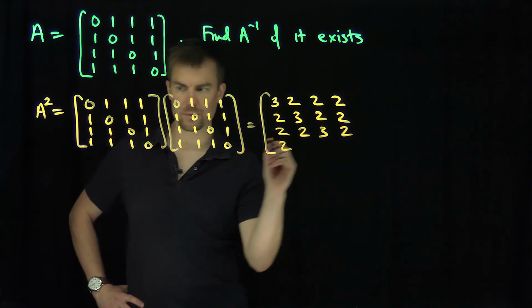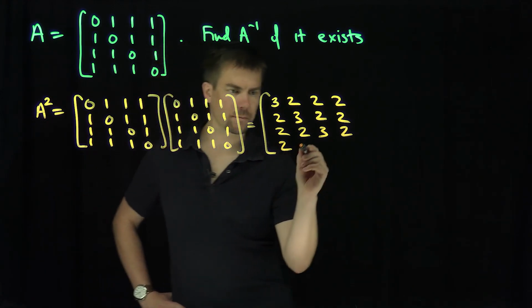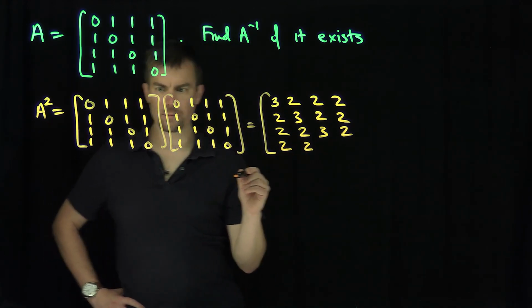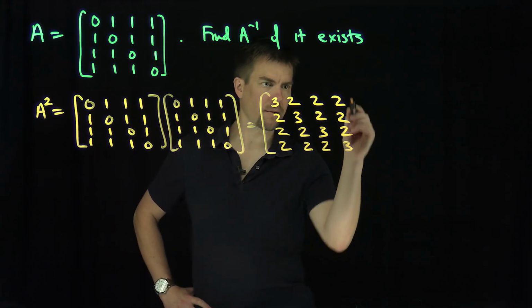And finally, let's check the last row. We're going to get a 2 over here, as we can see. Then we'll get another 2. Then we'll get one more 2. Then we'll have a 3.